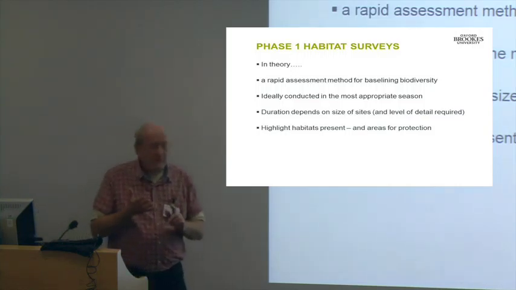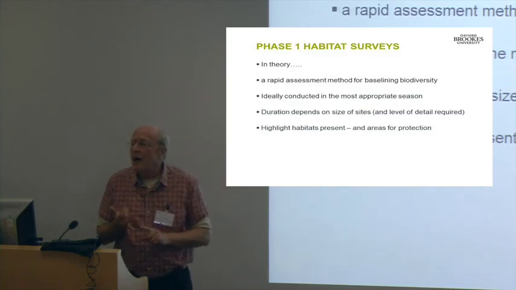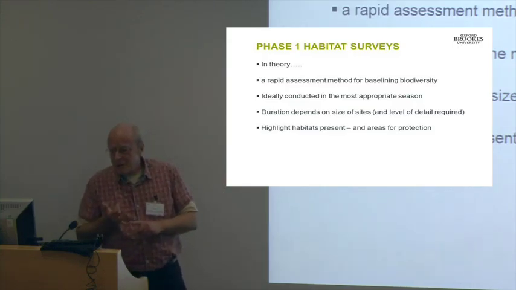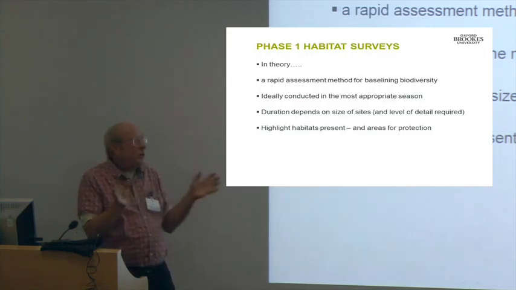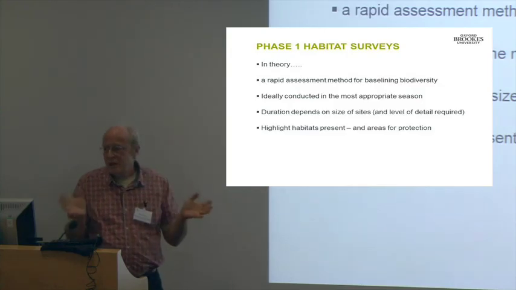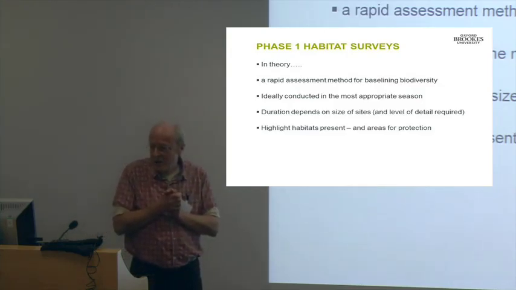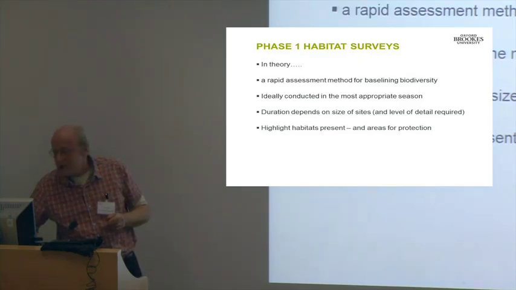But Phase 1 habitat surveys, in theory, are supposed to be quick. A rapid assessment tool for assessing our baseline. When you do it, it's slightly limited in terms of seasonality. How long it takes depends on the size of your sites and the level of detail required. And it's basically just a basic mapping tool, which is supposedly simple.